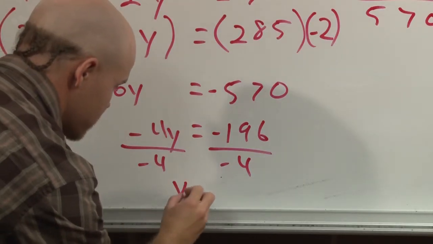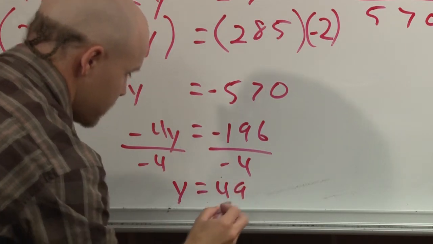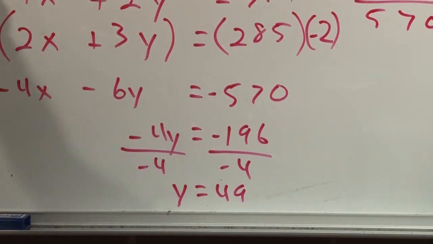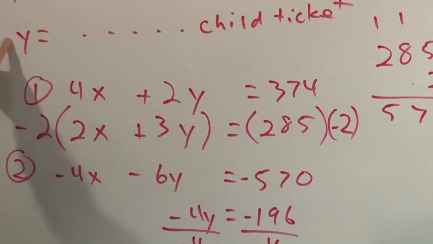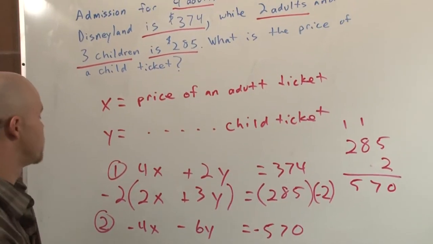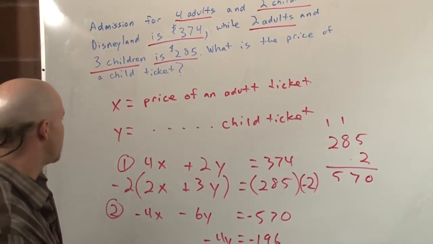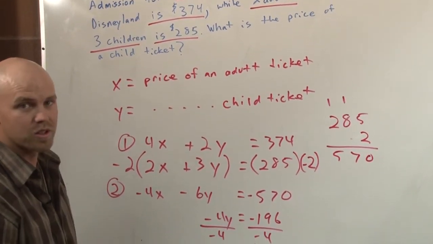y equals 49. Okay, so we've solved for y. And in this case, we only need to know what y is because they only asked us what is the price of a child ticket. So if we were to interpret our results, we can say that the price of a child ticket is $49.